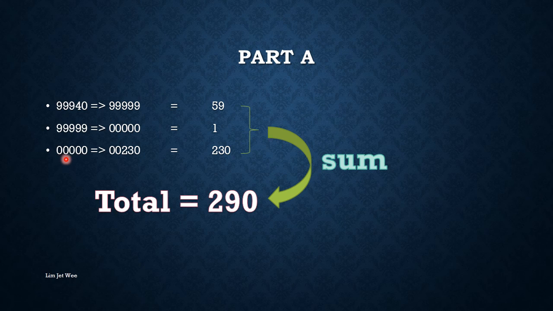Then from 00000 to 00230 is another 230 kilometers. So when you add all these up, 59 kilometers, 1 kilometer, and 230 kilometers, you have totally traveled 290 kilometers. So this is your part A answer. You actually traveled 290 kilometers, even though the odometer went to 0, to a smaller number.